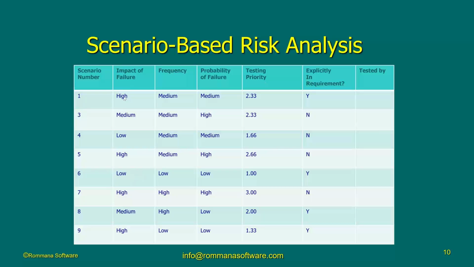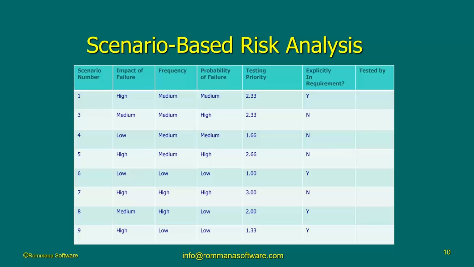So that's, for example, here, 1 plus 2 plus 2, that's 5 divided by 3, it's 1.66. And so on. And then you can sort the scenario sheet by testing priority, so that you can see all the ones that have higher priority on the top.